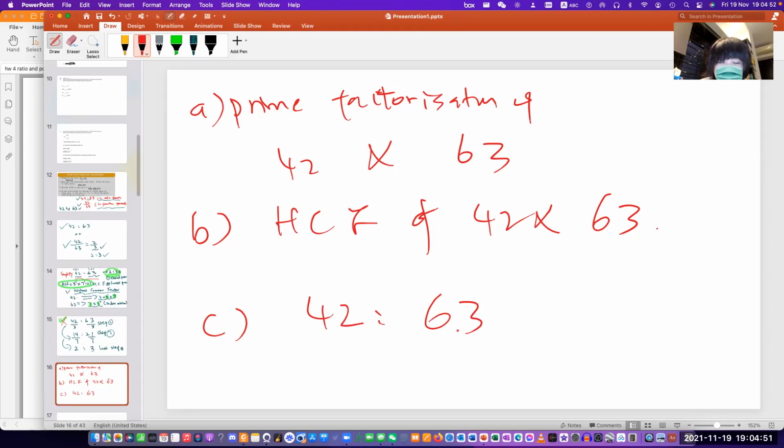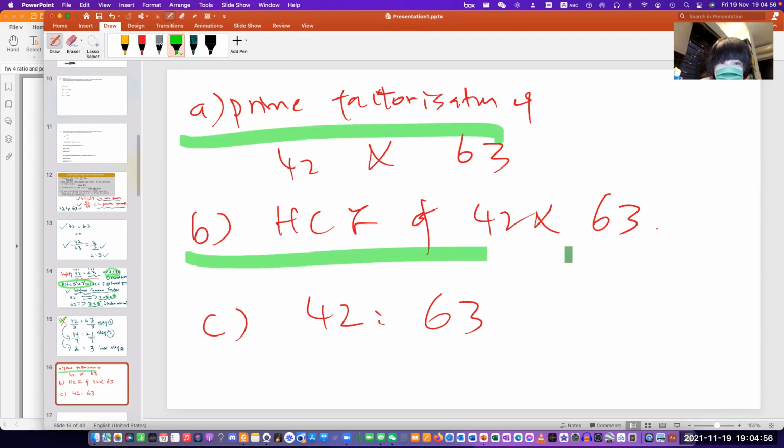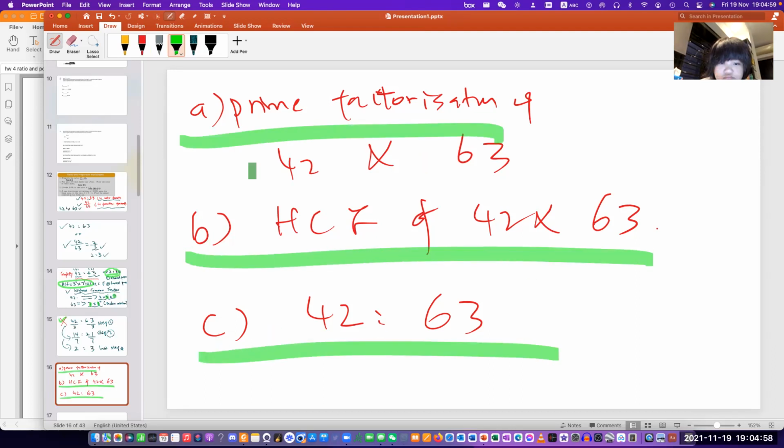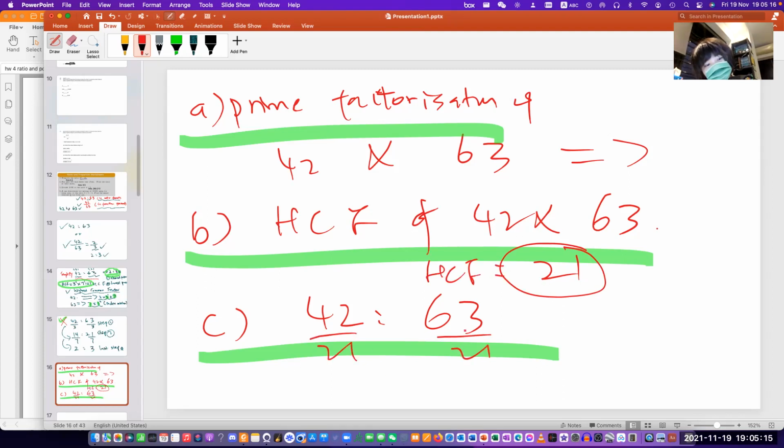Okay, so what I'm trying to show you here is that all these are linked, right? So over here, you can get the prime factorization for both of them, and then you can get the HCF, which is 21. We found out just now. So just make use of the HCF 21 here, and you divide, you will get 2 to 3 very fast. Okay, so going forward, you are going to get such questions. All right, and they are linked.